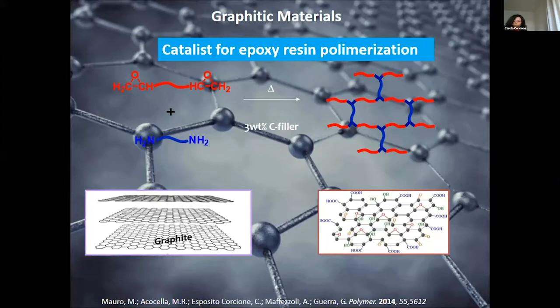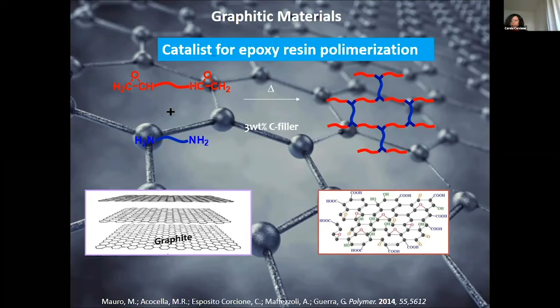I also want to indicate that the results obtained with the joint work between the University of Salerno and the University of Salento show a relevant activity of graphene oxide on the epoxy resin cross-linking. On that occasion, we attributed this behavior to the ability of graphene oxide to catalyze not only primary amine epoxy and secondary amine epoxy addition, but also hydroxyl epoxy additions, so esterification reactions. So now let me start with the work that I want to present today.